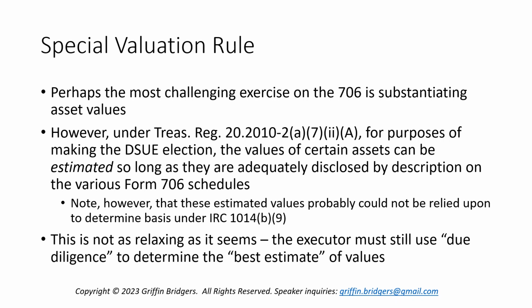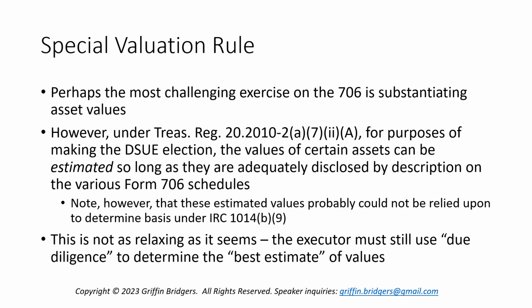Now, one quick point I want to note is that estimating those values probably couldn't be relied upon to determine basis under Code Section 1014(b)(9), because, especially as we're going to see later, we're not necessarily estimating each asset's value. Really what we're doing is taking a blanket estimate of total values rounded up by increments of $250,000. So while this seems to create a nice streamlined option here, especially if everything generates a DSUE, it's not quite as relaxing as it seems.